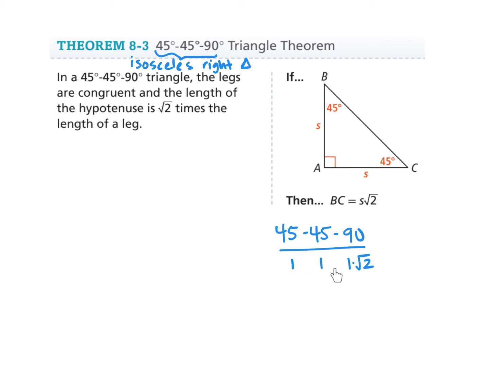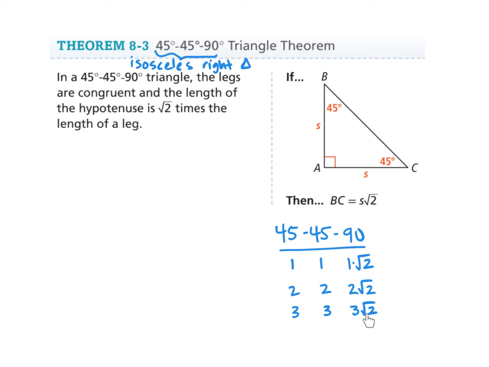And then from there, we can scale this up or maybe scale it down, and say, okay, maybe it's not 1, 1, and 1 for the legs. Maybe it's 2 and 2. Then in that case, the hypotenuse would be 2 times the square root of 2. Or maybe they're 3 and 3. Then the hypotenuse would be 3 times the square root of 2. And we can continue this idea. We can use any number we want for the legs, and then the hypotenuse would just be whatever that number is times the square root of 2.